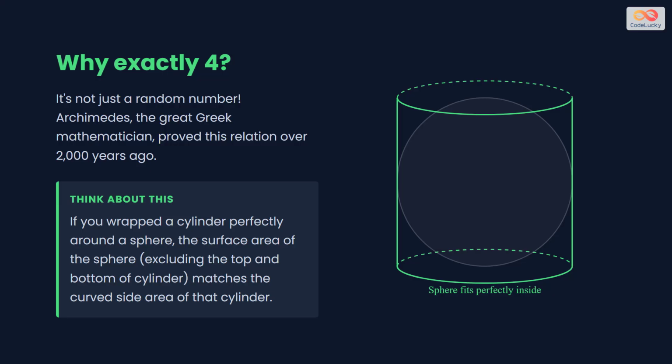Why is it 4? The ancient mathematician Archimedes proved this. He showed that if you place a sphere inside a cylinder, the sphere's surface area is exactly the same as the curved side of the cylinder. This mathematical relationship results in the factor of 4.